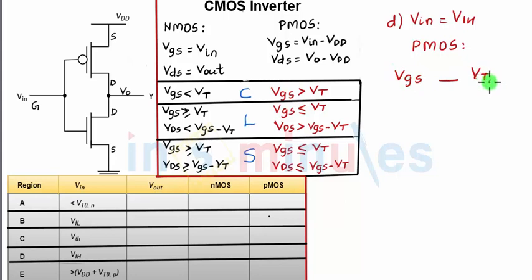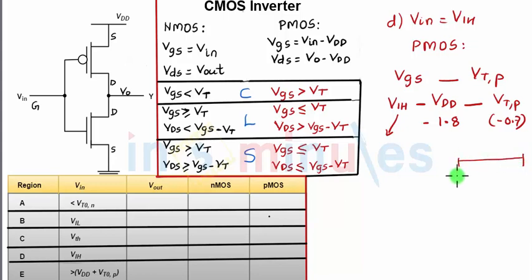VGS versus VTP. Gate voltage is nothing but VIH minus the source voltage, which is nothing but VDD, versus VTP, which is nothing but minus 0.7. VDD is 1.8. Now here is an interesting thing. The definition of VIH is it is the minimum input voltage which will be considered as logic high. So if I have a range from 0 to 1.8 and if 0.9 is the point where below that is considered as logic 0 and above that is considered as logic high, then VIH is somewhere around 0.95 or 1 volt. So let's assume here as 1.